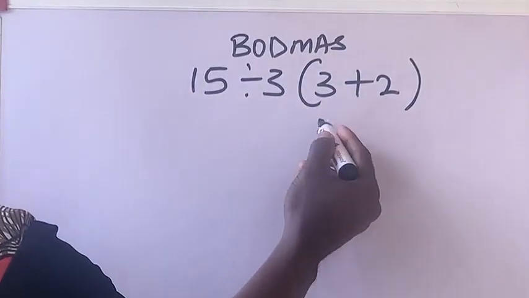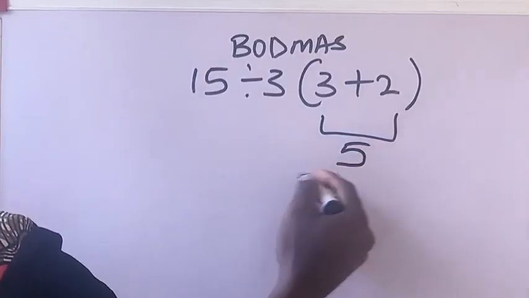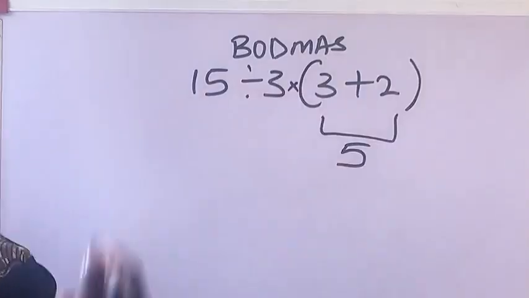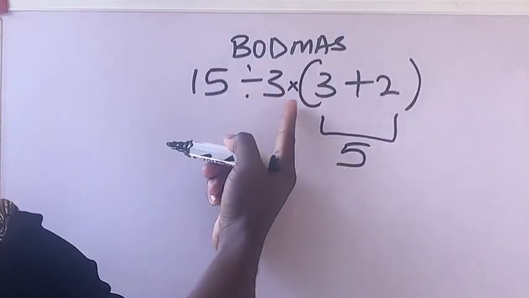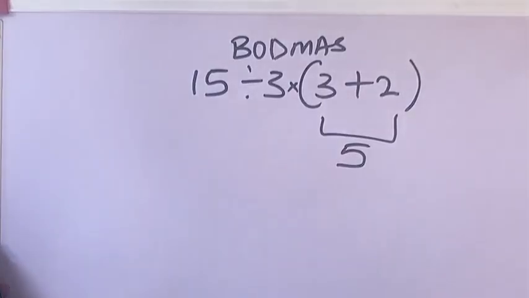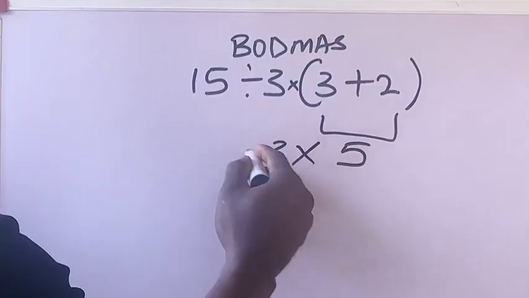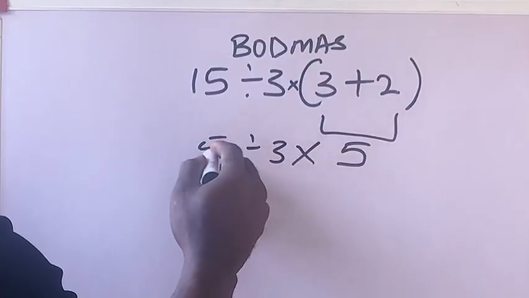So if we have to solve this correctly, 3 plus 2 is equal to what? 5. Remember, there is an invisible multiplication here. When a number is close to a parenthesis, any parenthesis, it means times. You have to times that number. So times 3 divided by what?